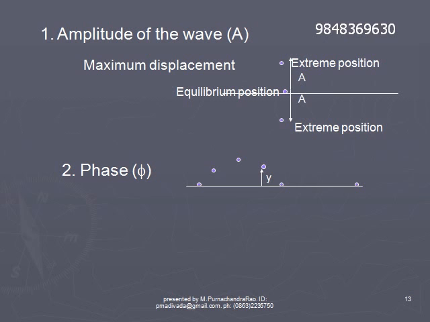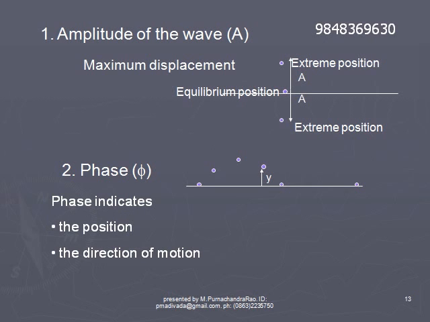Let us consider the fourth particle. It is at a positive distance y from the equilibrium position, and it is set to move towards the extreme position in the positive direction. These two concepts, its displacement from the equilibrium position and the direction in which it is set to move, are represented by the phase phi. We know that simple harmonic motion is given by the relation y = a sin phi. Here phi represents the phase of the particle. Depending on the value of phi, we can determine the position and direction of motion of the particle.